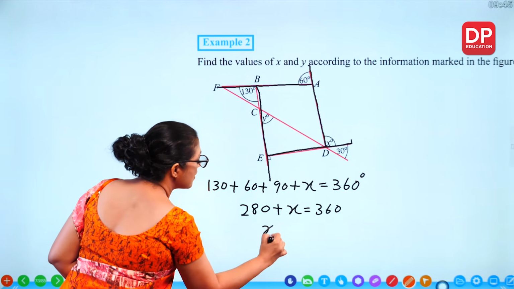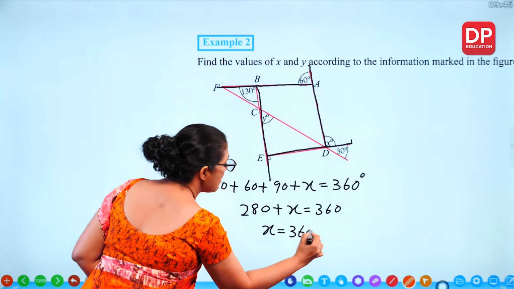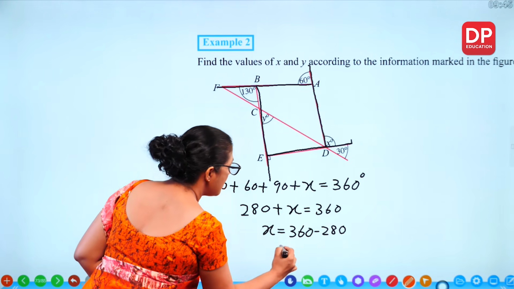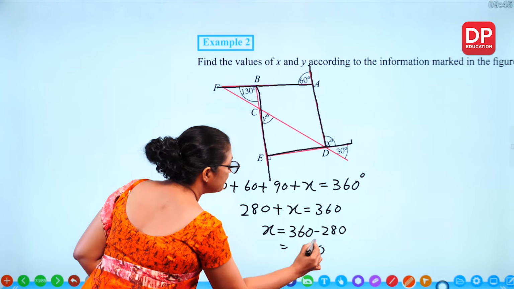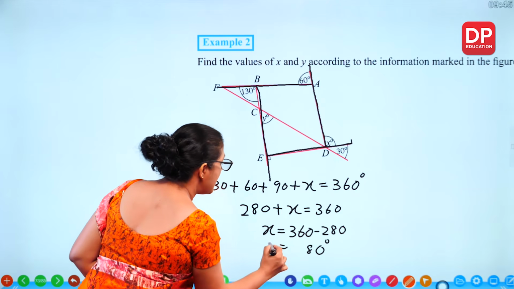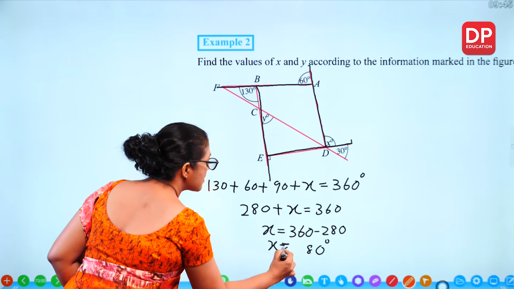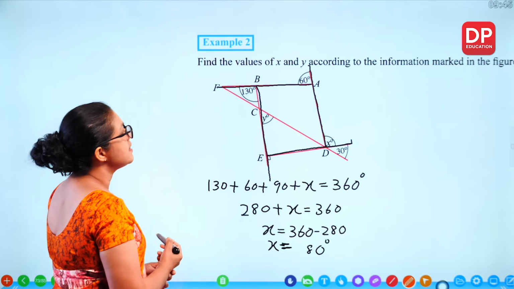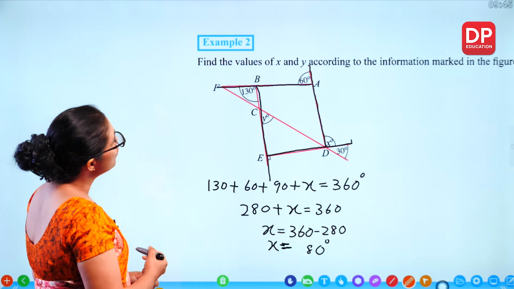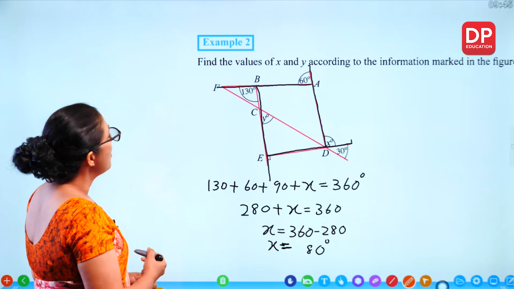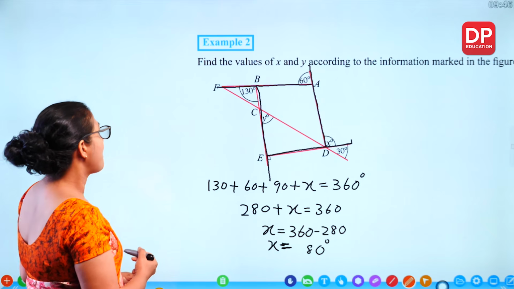So what's x? 360 minus 280. So 80 degrees. So x equals 80 degrees. Now we need to find out y. How can we find out y?